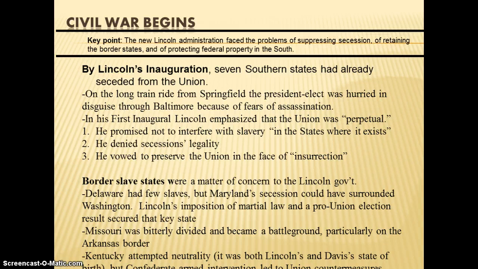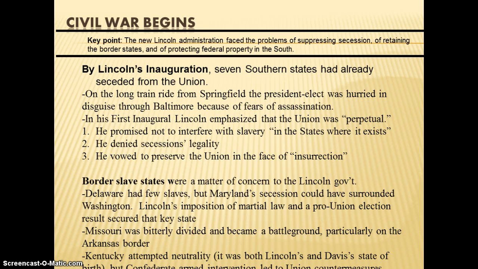At the same time, he also denied that the secession was legal. He refused to acknowledge that the Confederacy was a new nation. Don't forget, one of the biggest hurdles in nationhood is to be recognized by other nations as a nation. And number 3, he vowed to preserve the Union in the face of insurrection. In other words, he was not afraid to fight, and he was the first president really to make that pledge.